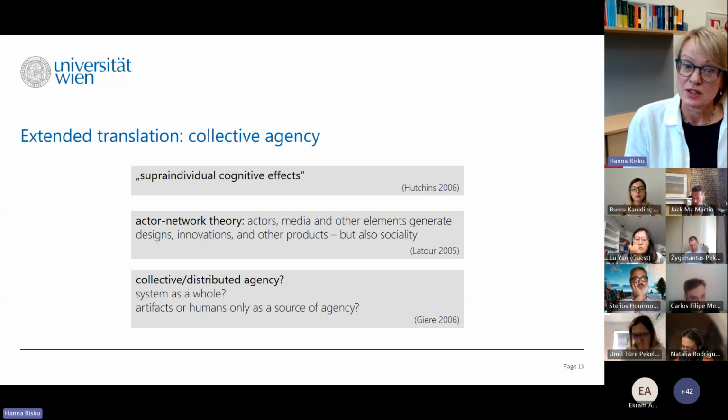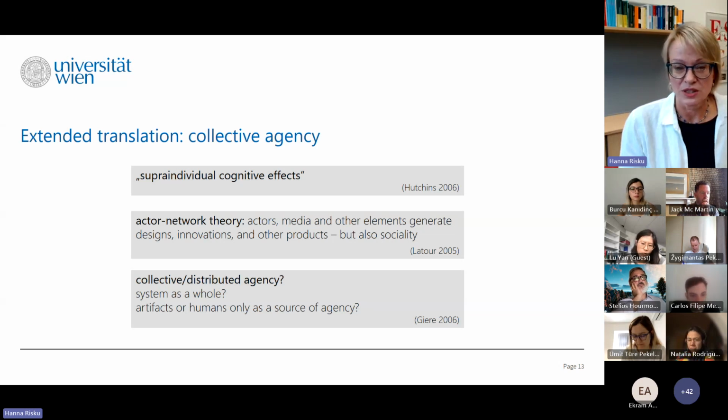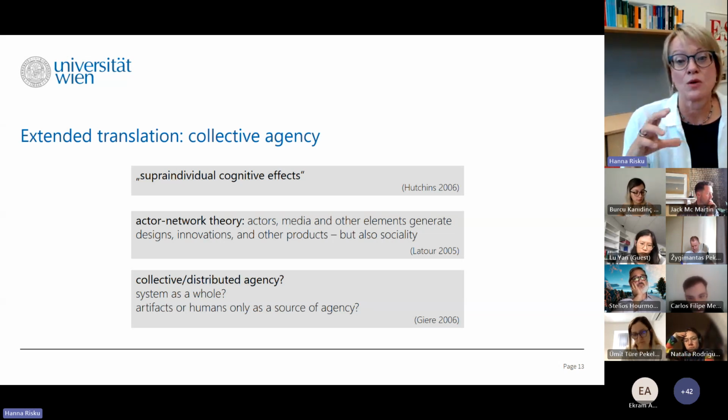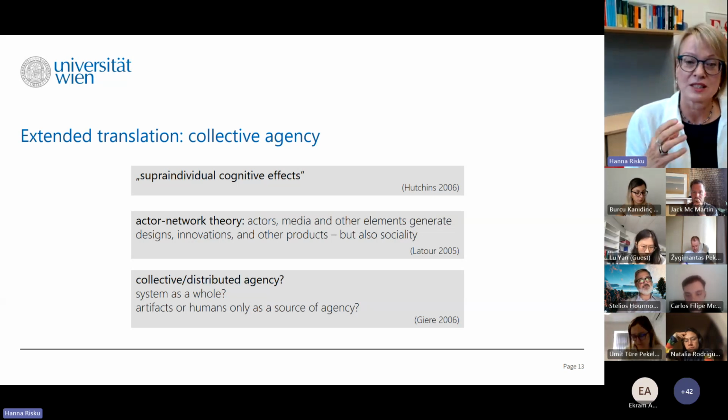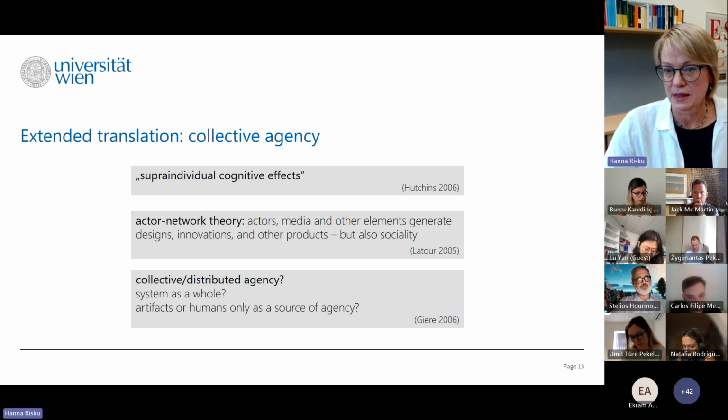Ronald Giere argues here that the question is, what is the role of agency in such a cognitive system? Several advocates of distributed and extended cognition extend notions of agency to such systems as a whole. So this view advocates the notion of collective or distributed agency. Latour even attributes agency to artifacts like technologies as such.